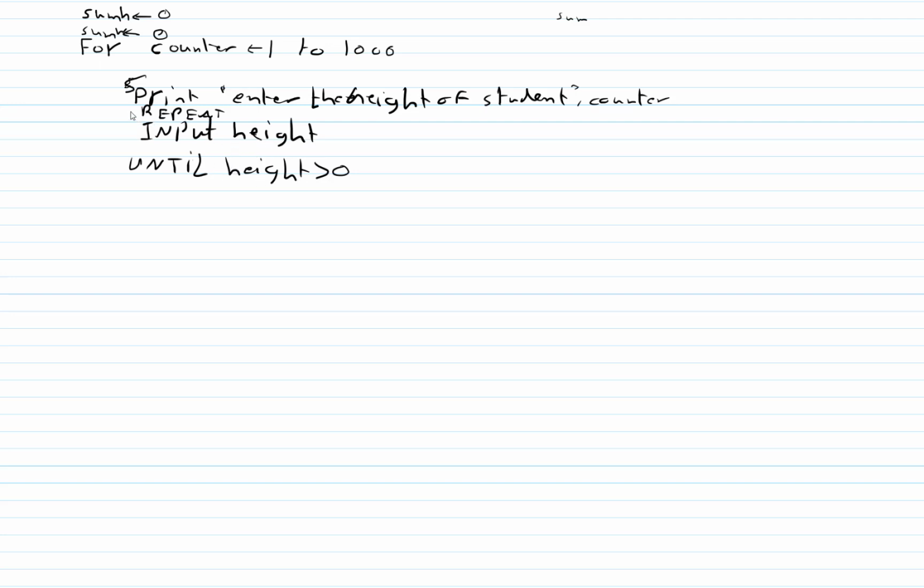So also we can put the print here, we can put the repeat here. So repeat, it will prompt the user to input, and he will input the height. If the condition is true, it will exit, so it will take the height. The same thing we will do for the weight.